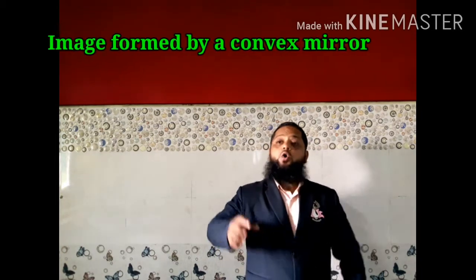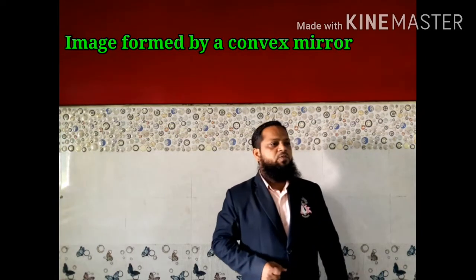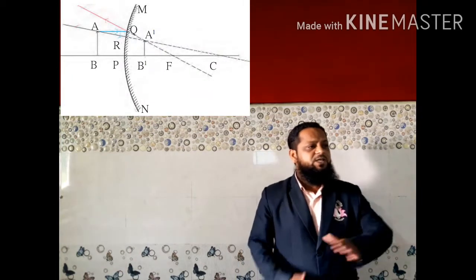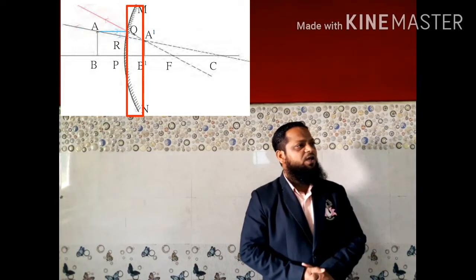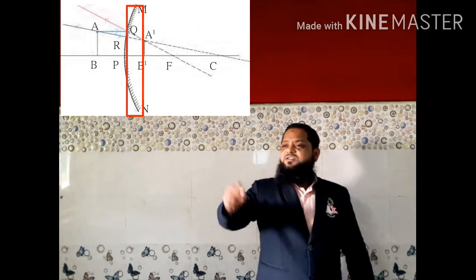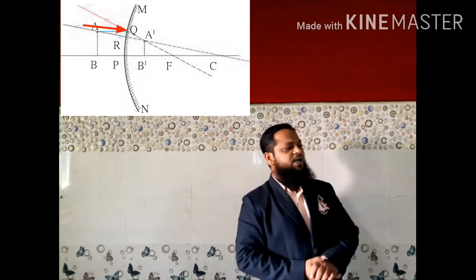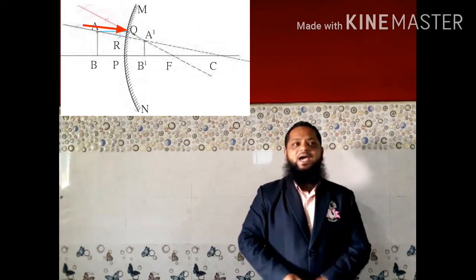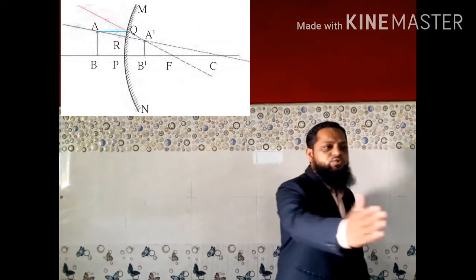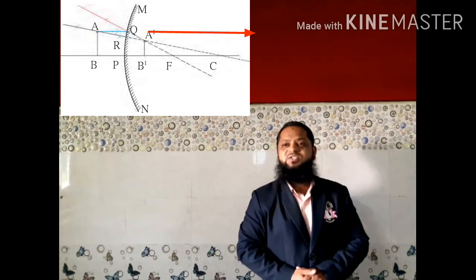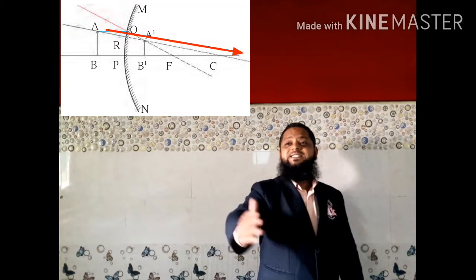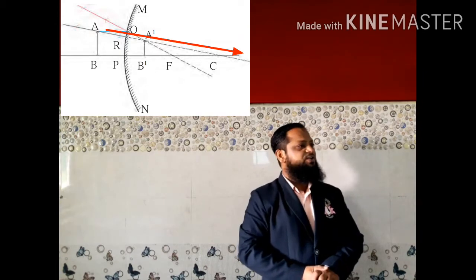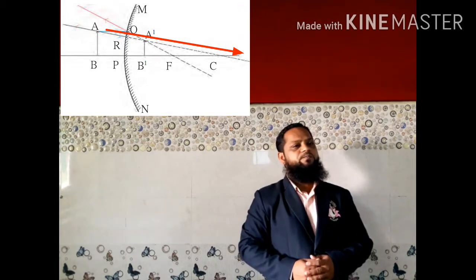Image formation by a convex mirror. Let us consider the figure. Object AB is placed in front of the mirror MN. Incident ray AQ is starting from point A and traveling parallel to the principal axis. Another ray AR is going towards the center of curvature, as shown in the figure.